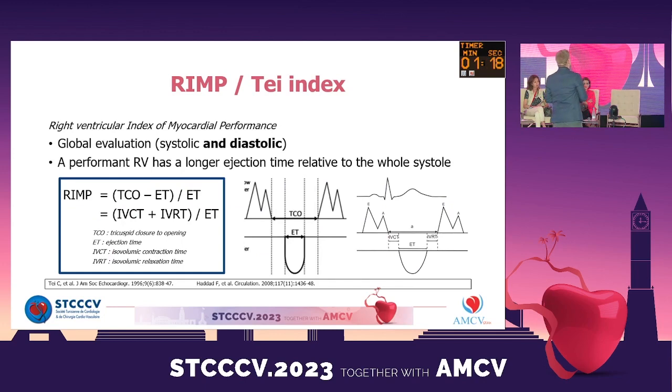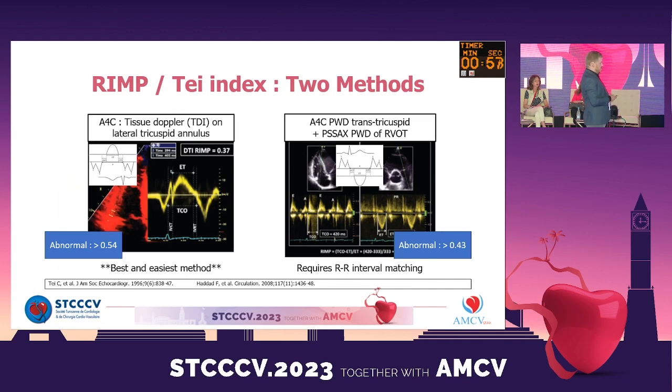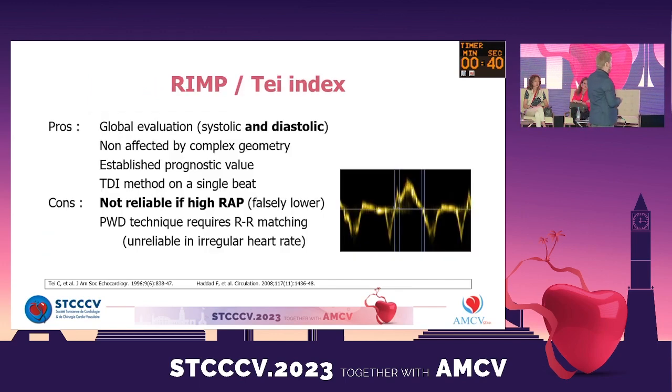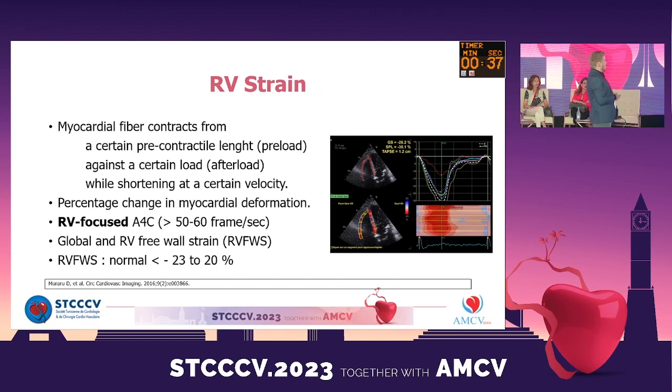You can also use the TEI index. It's a global evaluation that integrates the systolic and diastolic function. To understand this formula, you have to say that the performant RV has a longer ejection time relative to the whole systole. So there's a lot of formulas. I prefer the one on the left with the TDI, so the tissue Doppler imaging. It's the best and easiest method because you can do this on a single beat. And on the pulse wave at the right, you need RR interval matching, so it's unreliable in the irregular heartbeat, as I said.